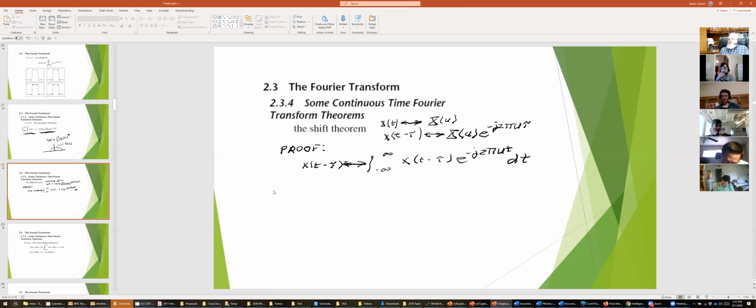I'm going to write this in a little bit different way just to make a point that is important in manipulation of things. That is the same thing as x of, instead of using the t variable, we're going to use the c variable. X(c − τ) e^{−j2πuc} dc.